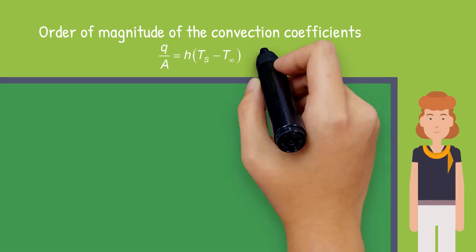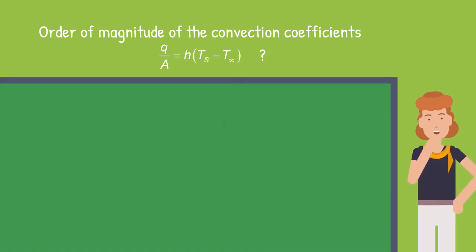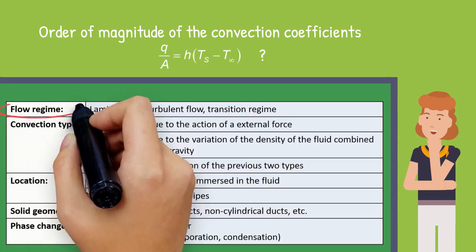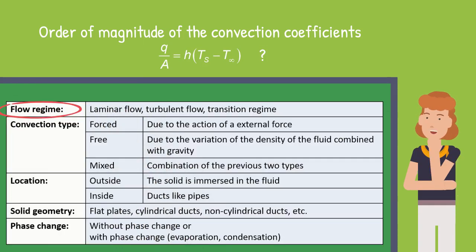What does the convection coefficient depend on? The convection coefficient depends on the fluid flow regime. That is, if there is turbulence or not. If convection is free, forced or mixed. Whether the fluid is inside a duct or outside a plate or a pipe. Also on the solid geometry. And finally, if the fluid changes phase, such as boiling and condensation, or remains in the same phase as a liquid or gas.